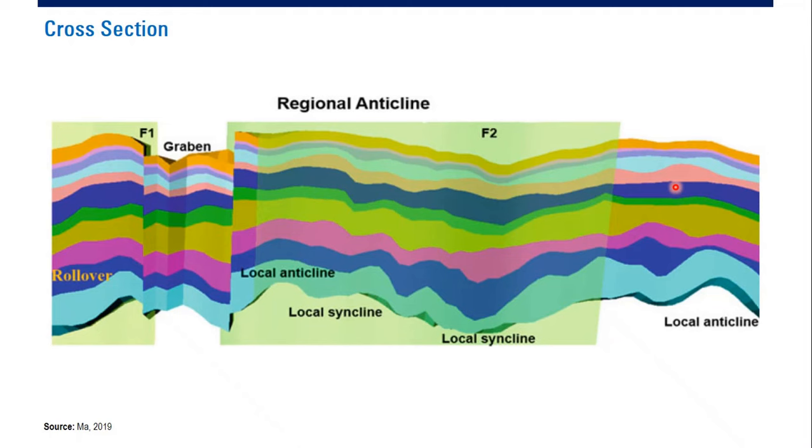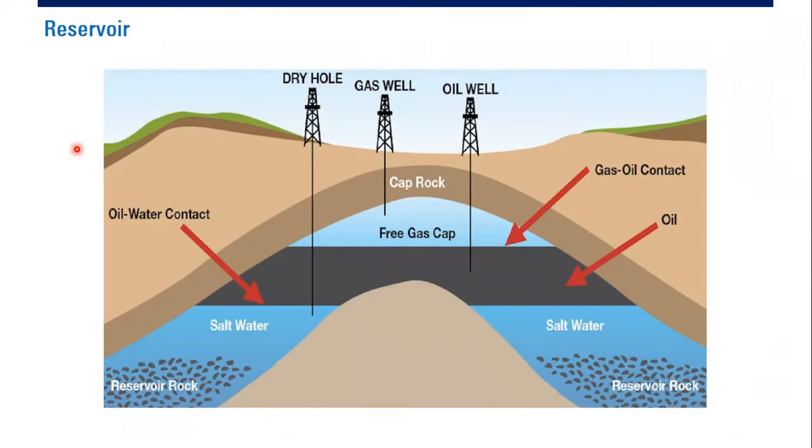But yes, somehow we find a reservoir. So you see, this is the cross section of many layers of subsurface. And let's say we have a reservoir, and this is the basic structure of the reservoir. We have reservoir rock. They have porosity to contain the fluid, to store the fluid. And then, of course, below we have salt water or aquifer. And then above we have oil. And then we have gas cap.